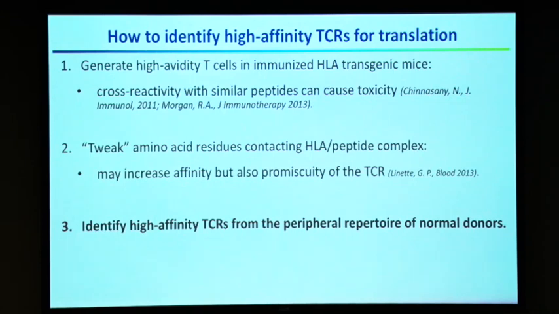You can tweak the amino acid residues contacting the HLA peptide complex. However, there again, you have to be very careful because if you touch the CDR3 or a certain zone of the CDR3 or CDR2, you can start to also increase the promiscuity of these cells. So basically, these TCRs now recognize not the peptide, but the HLA, and also cause a lot of damage, including patient death. We decided to go another route to identify high-affinity TCRs from the peripheral repertoire of normal donors.